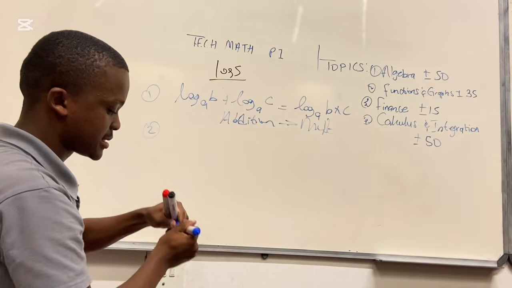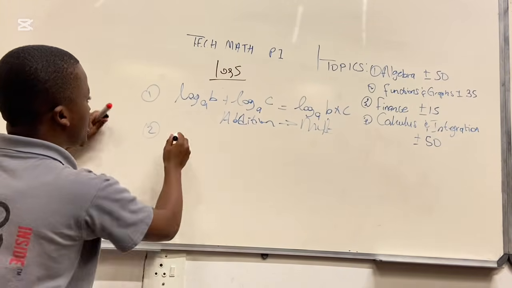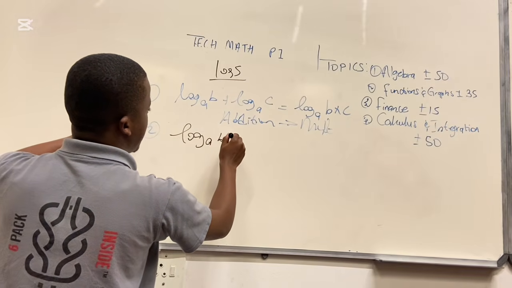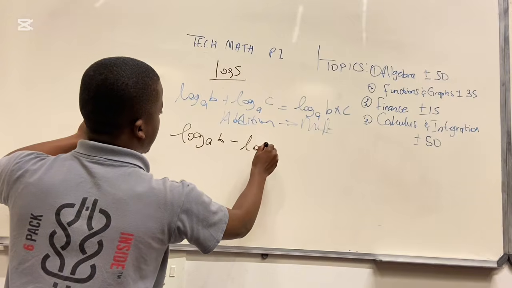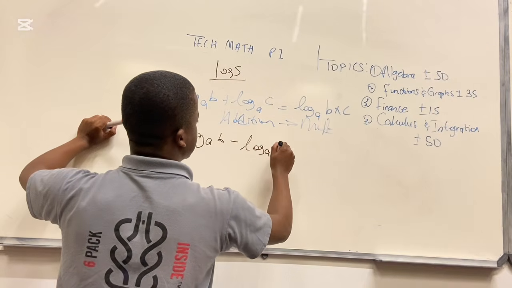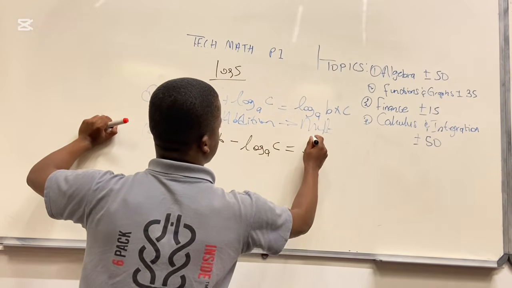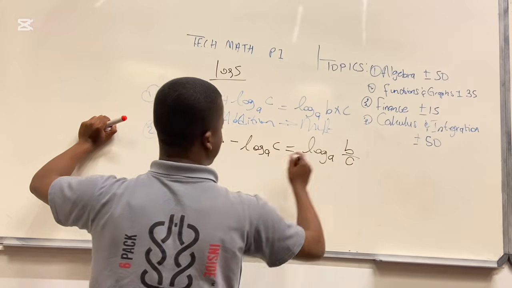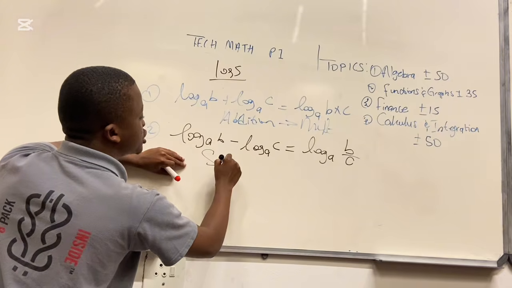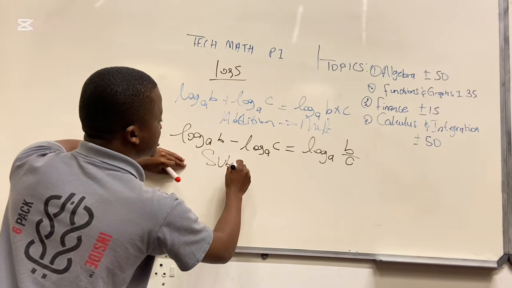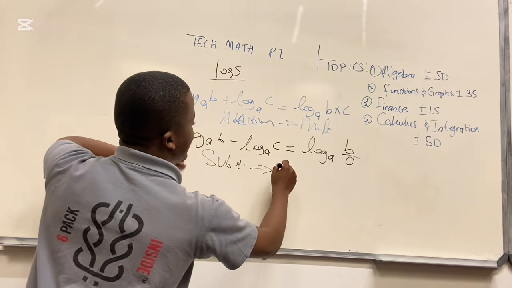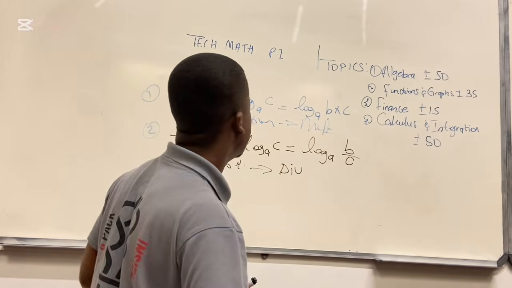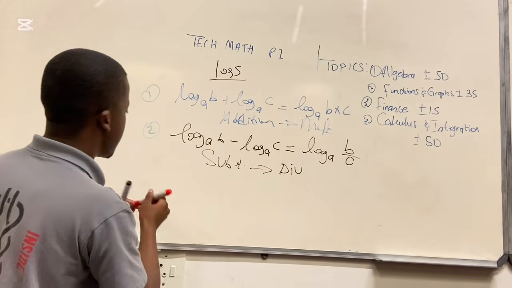This is mathematics. Now the quotient rule: log base A of B minus log base A of C gives us log base A of B over what? Over C. Now in this case, subtraction gives us the division. Subtraction gives us what? The division. It's very, very important to know these properties.